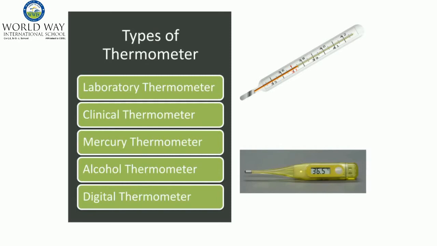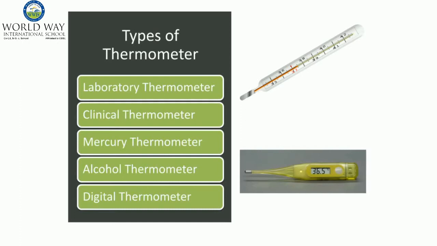Mercury thermometer. Mercury is used in thermometers as it is a metal that remains liquid at wide ranges of temperatures. It melts at minus 38.87 degrees Celsius and boils only at 356.58 degrees Celsius. It is easy to see mercury due to its silver grey color and it has a fair rate of expansion for a wide range of temperatures.